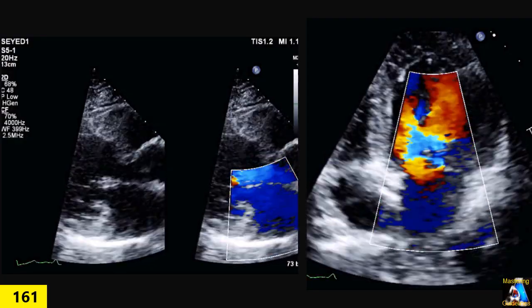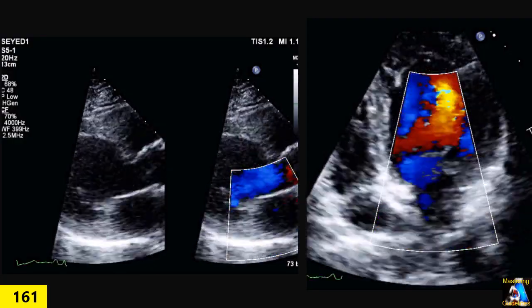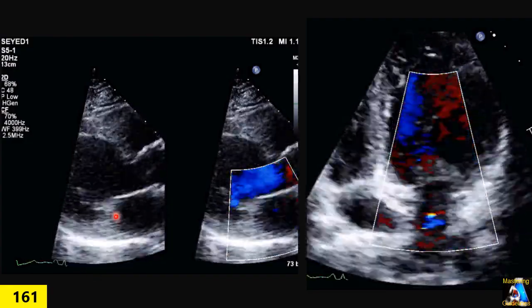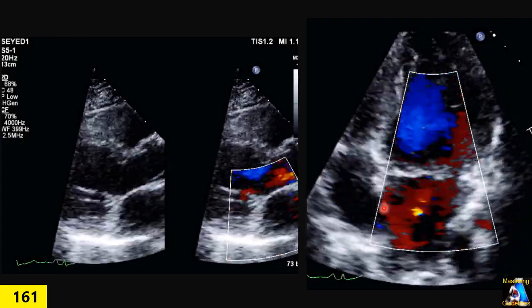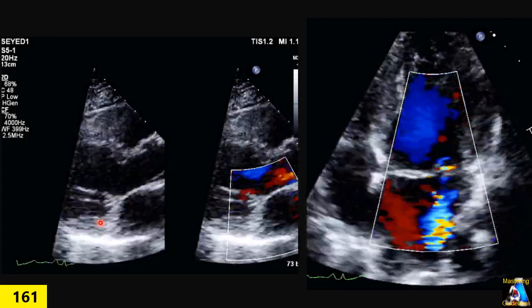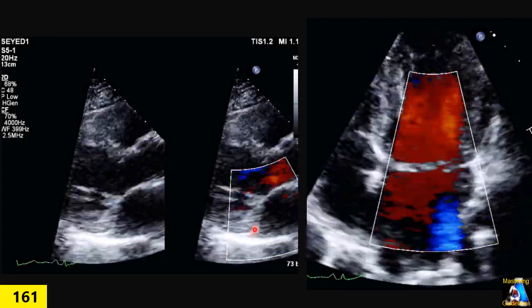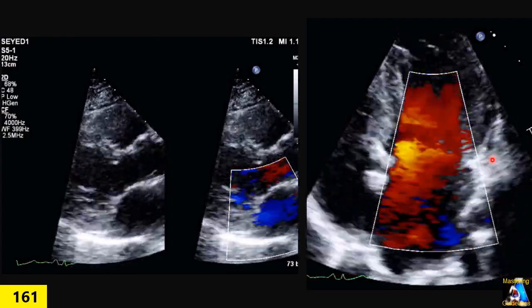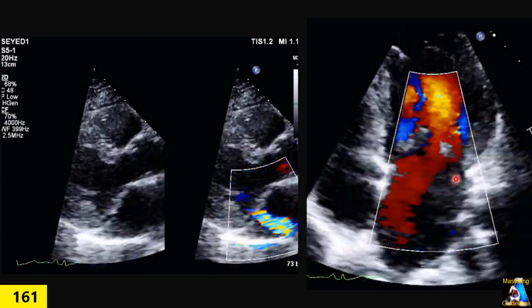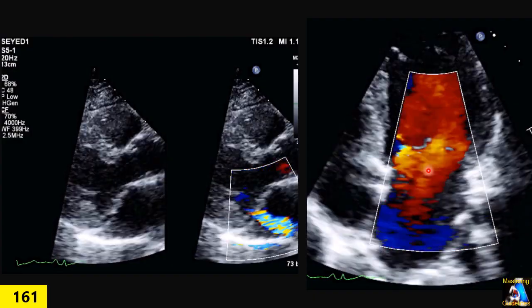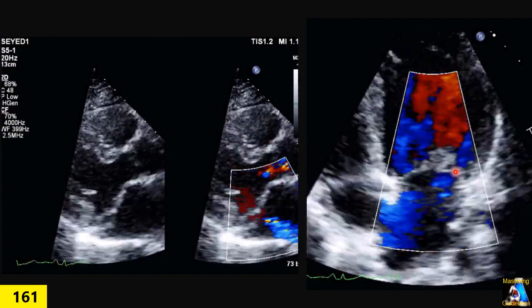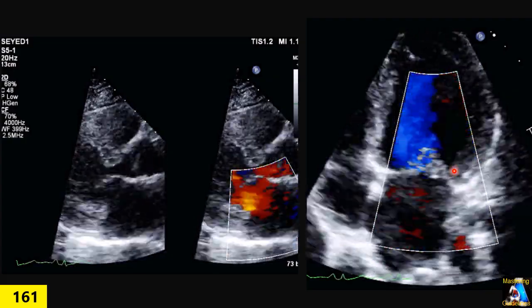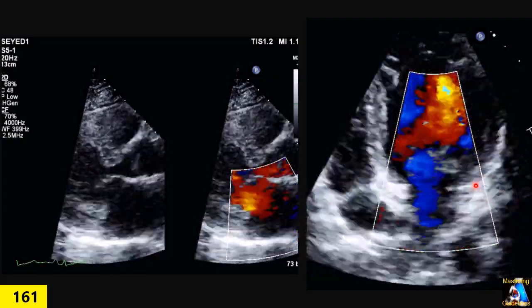Here we have a posterior mitral valve leaflet prolapse. As you can see here, not only does the patient have MVP, there is a perforation in the posterior mitral valve leaflet that you can see on the apical 4. We have two jets, one at the level of coaptation, exactly at that spot, and another here through the perforated mitral valve leaflet.